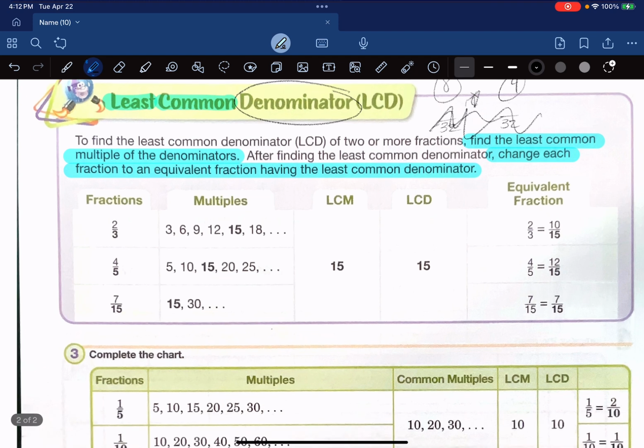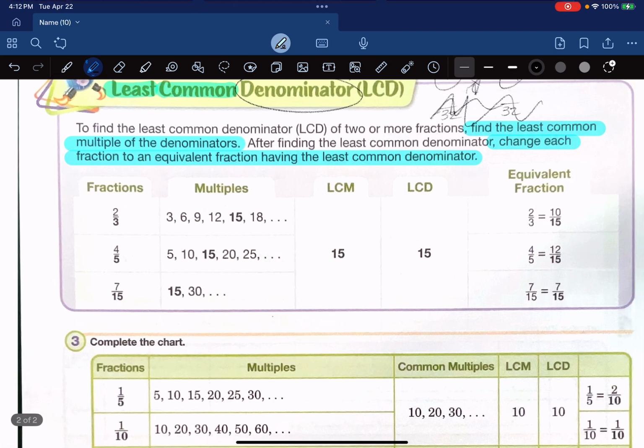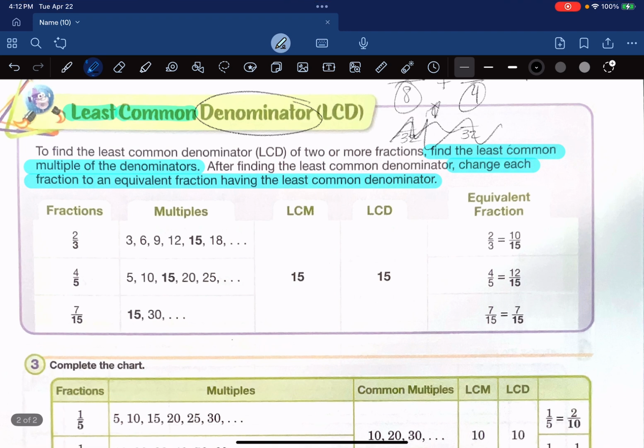Okay, so for the example, they said, here's 2/3, 4/5, and 7/15. Yes, you will have 3 numbers sometimes, because you guys have already had problems like that. If it was saying 2/3 plus 4/5 plus 7/15, you cannot do that. You have to make them the same.